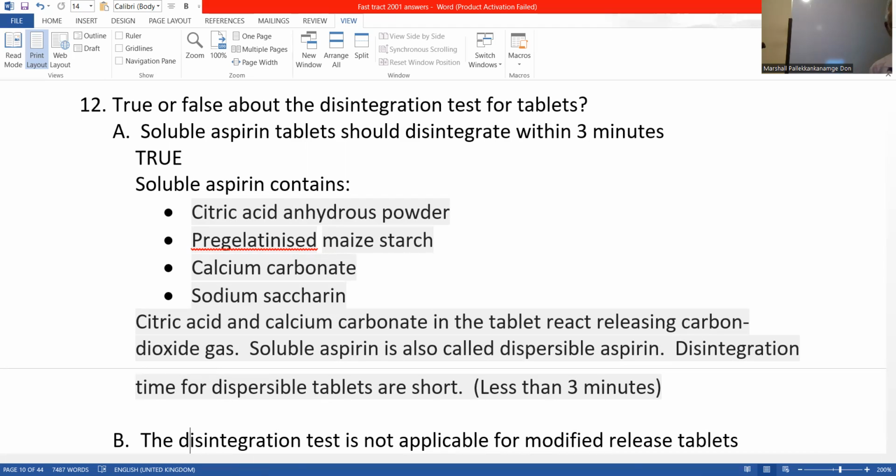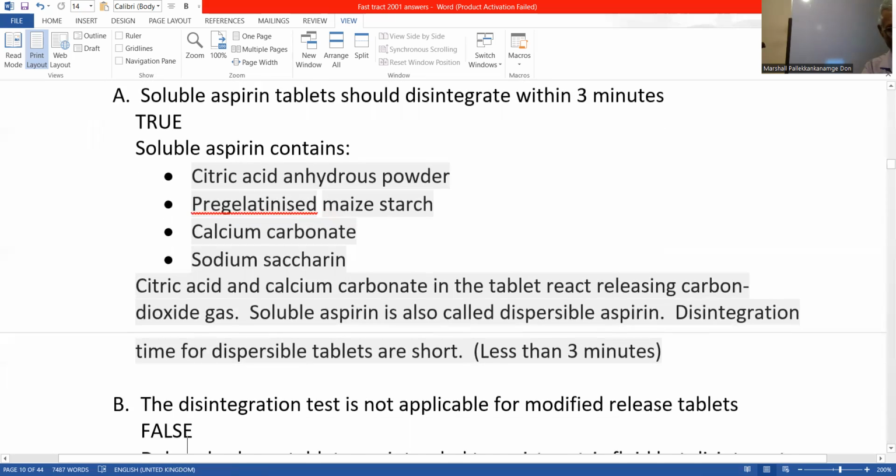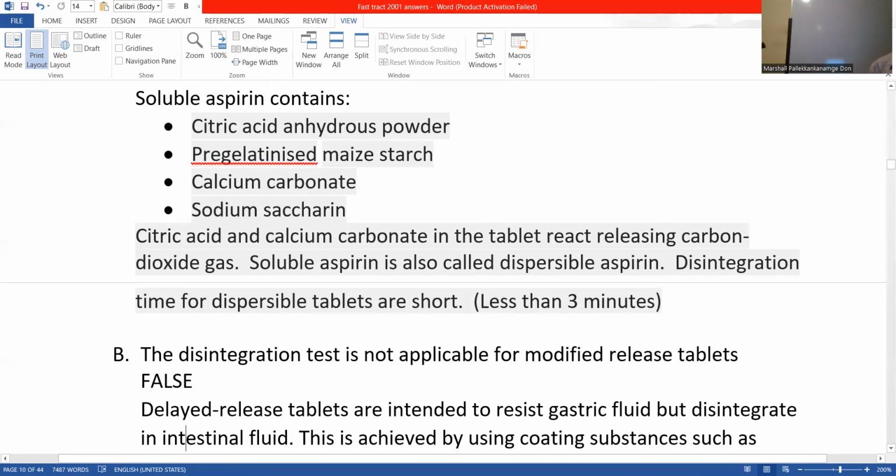So question A, soluble aspirin tablets should disintegrate within 3 minutes. That is true. All soluble tablets get disintegrated within 3 minutes. So soluble aspirin has citric acid, anhydrous, and sodium saccharin as a sweetening agent, calcium carbonate to react with citric acid and produce carbon dioxide, and maize starch to absorb moisture when it is put into the water. So the time is 3 minutes.